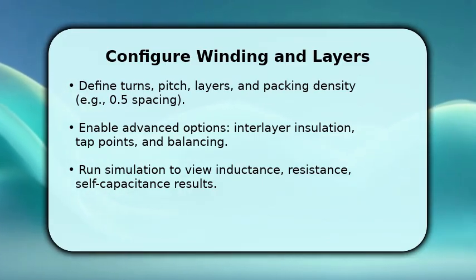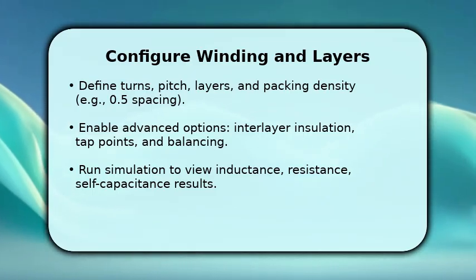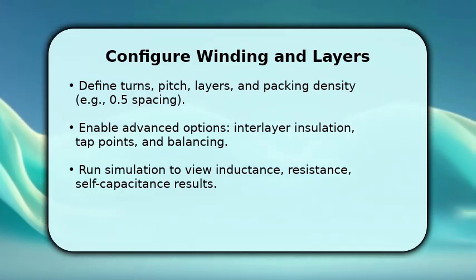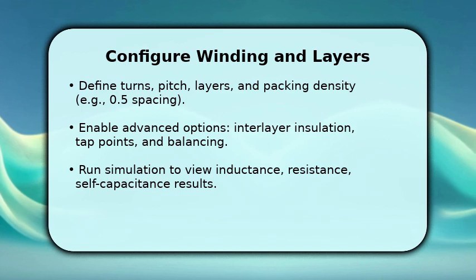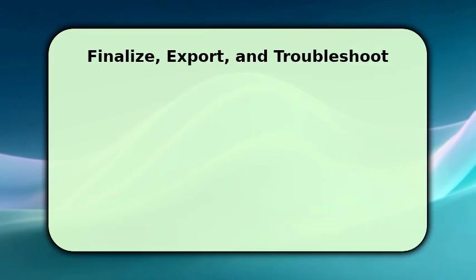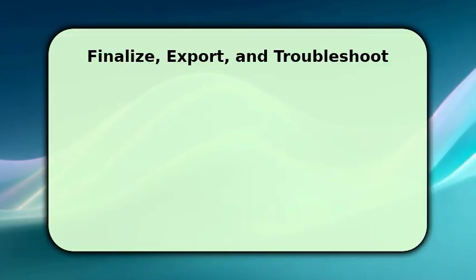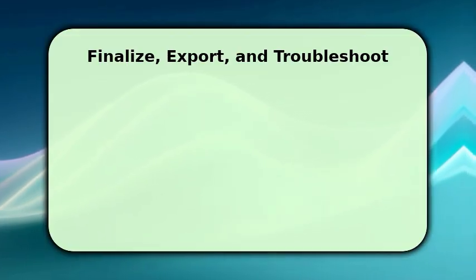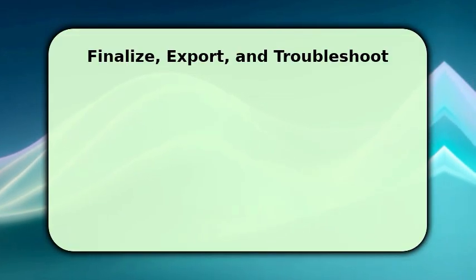Run the simulation and inspect inductance, DC resistance, and estimated self-capacitance. The software gives visual layer-by-layer views, so you can iterate quickly and reduce iteration time. You finish by validating physical dimensions against the enclosure and exporting manufacturing files like Gerber, BOM, or PDF layout. Export connector and tap coordinates too.